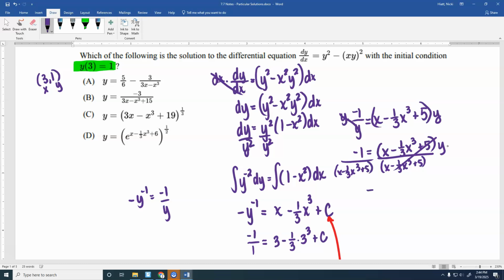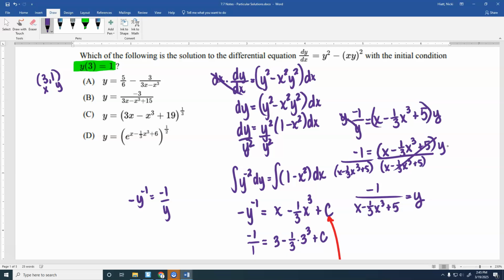All right, so now I've got negative 1 over x minus 1/3 x to the third plus 5 equals y. All right, I've got it. Solve for y. Is it an answer choice?